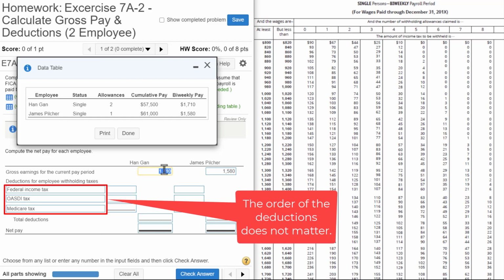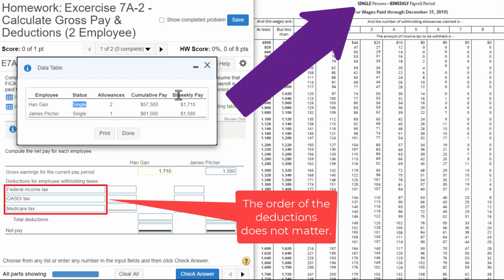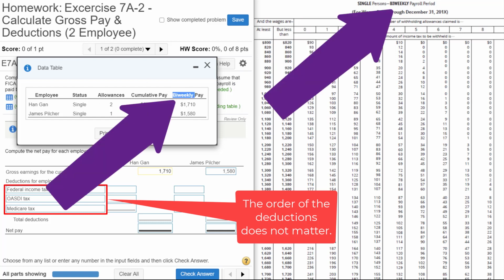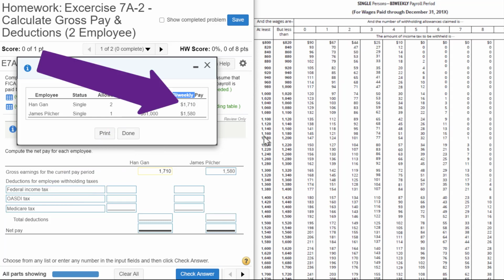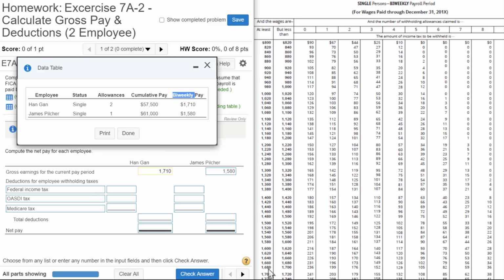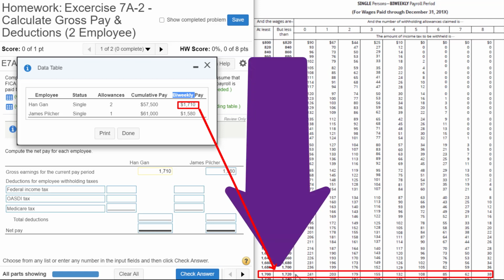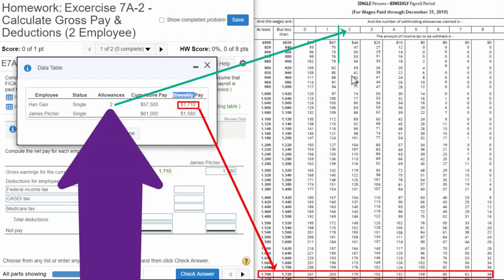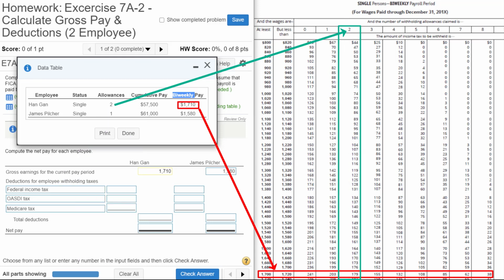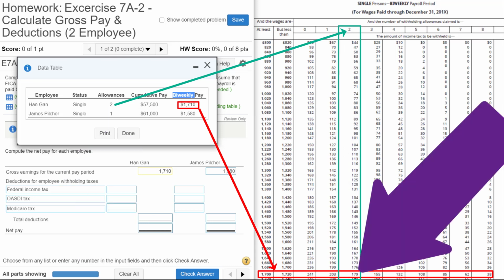So let's do Han first. Han is single, and notice the table over here is for single, and the pay is biweekly, and the table is for biweekly. So we're going to look up 1710 over here. 1710 is on this row down here. So the number of allowances is 2, so we're using this column. So I'm going to scroll down here, 1710. Looks like we're going to use 179. So this is gross, and here's our first deduction.